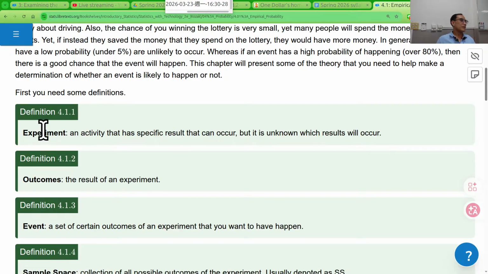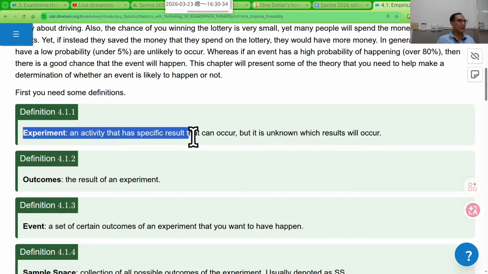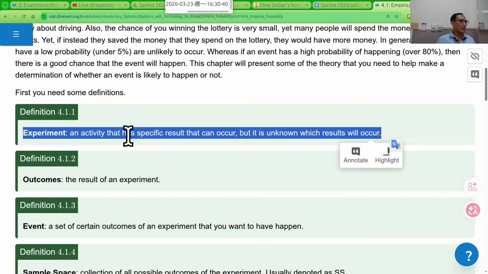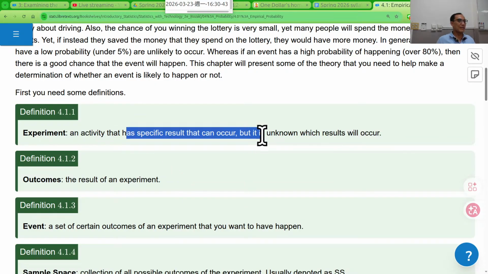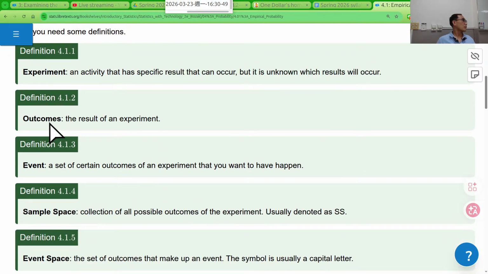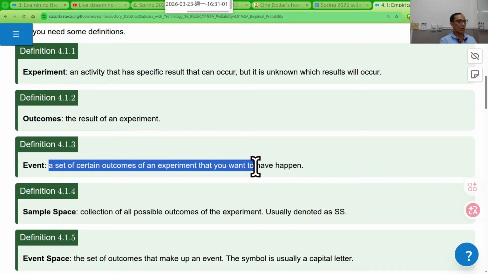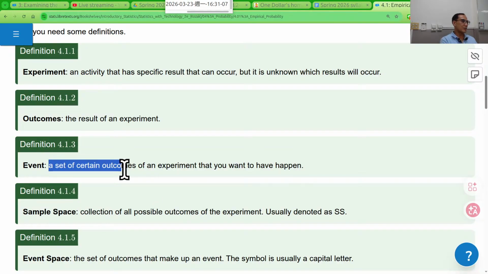Definition 4.1.1: experiment. An experiment is an activity that has specific results that can occur, but it is unknown which result will occur. Outcomes are the results of an experiment. An event is a set of certain outcomes of an experiment that you want to have happen.